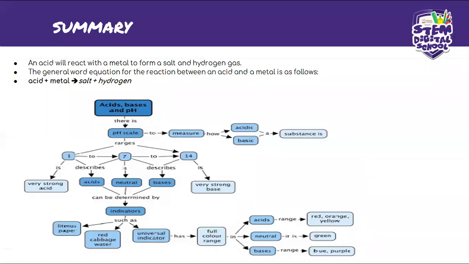Then we have different kinds of indicators. We have litmus paper, red cabbage water, and universal indicator. And remember, the universal indicator has a full color range in acids, bases, and neutral. So acids range from red, orange, yellow. Neutrals are green, and bases are blue or purple. And when a substance has a pH of 14, it is a strong base.